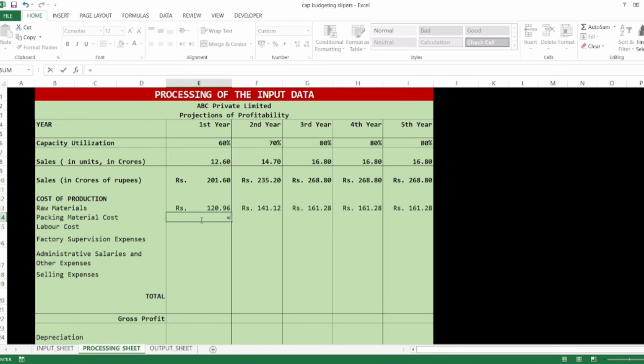Same with the raw material cost. It is given that raw material is a percentage of sales, so E10 into raw material cost, we have already given the name to it, and then drag it throughout there.